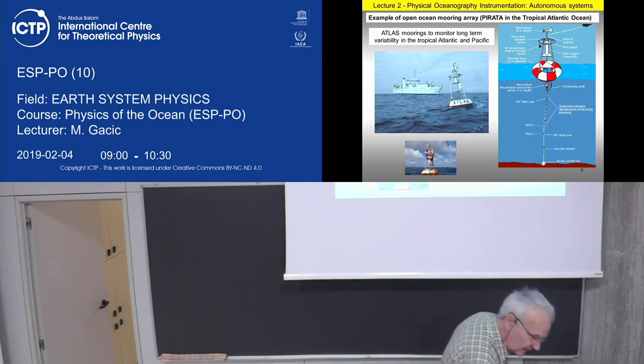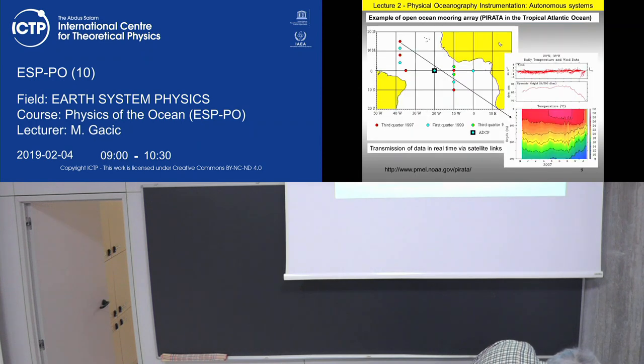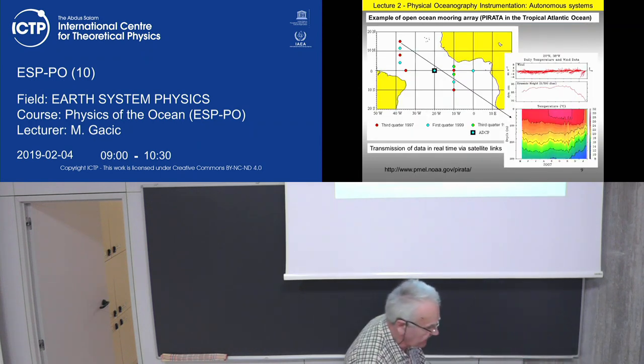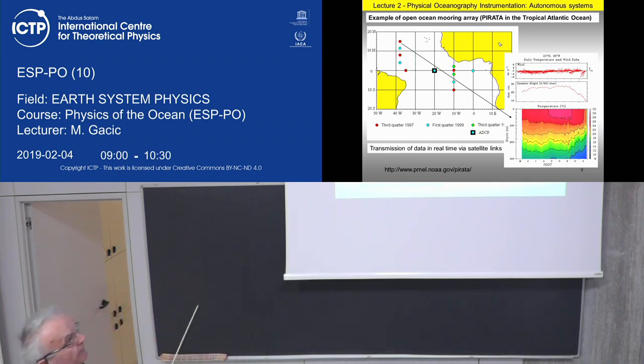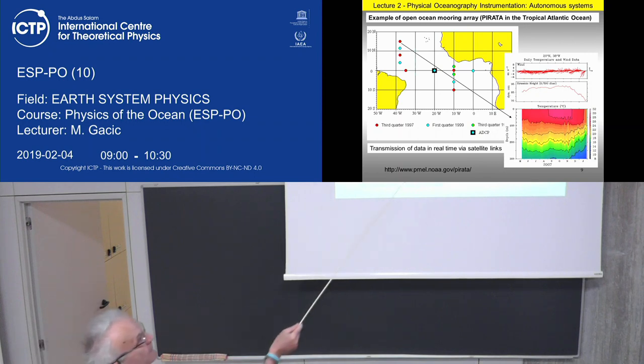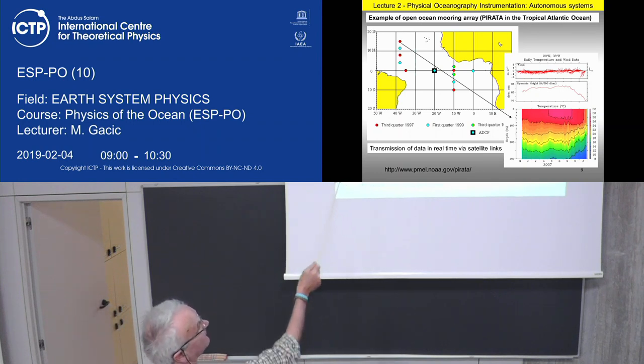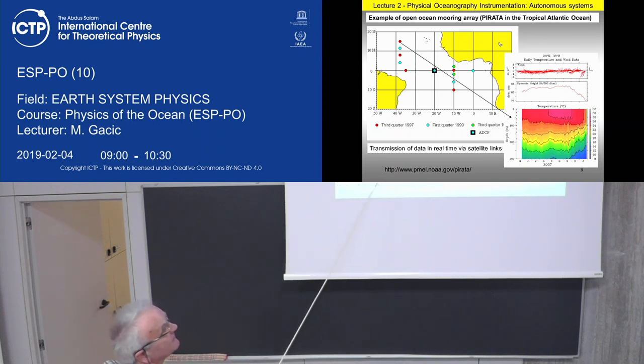And a similar thing is the PIRATA in the tropical Atlantic. These are some buoys in one phase. How many buoys were there later on? They were much more, and these are the positions. ADCP is, for example, here, and this.